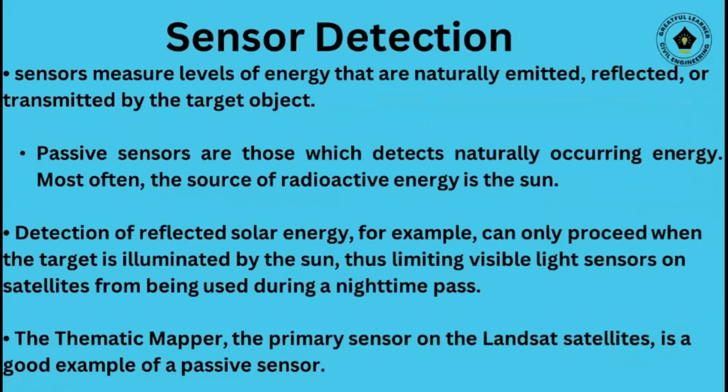Now the next one is passive sensor detection. A passive sensor measures the level of energy that is naturally emitted, reflected or transmitted by the target object. Passive sensors detect and acquire radiative energy, and the source is the sun. Reflected solar energy, for example, can only be detected when the target is illuminated by the sun, thus limiting visible light sensors from being used during a nighttime pass.